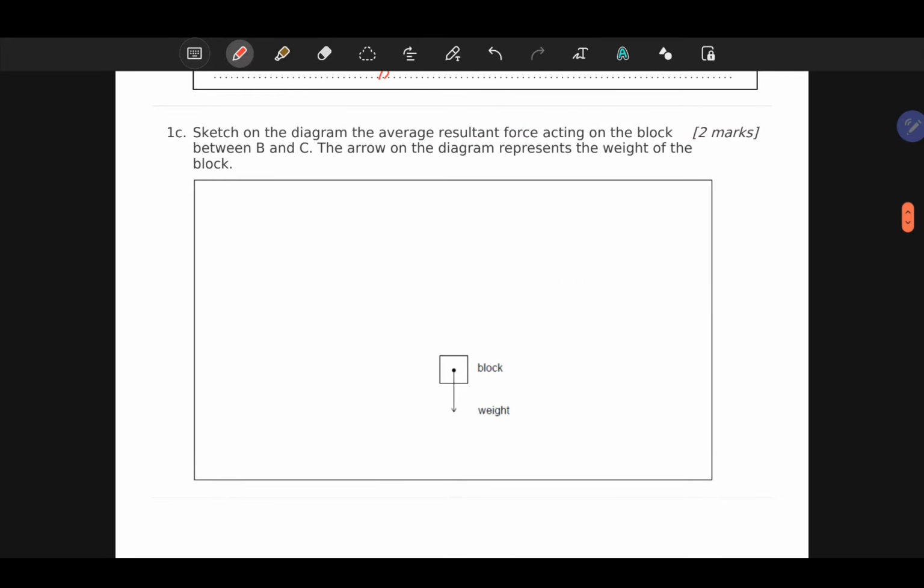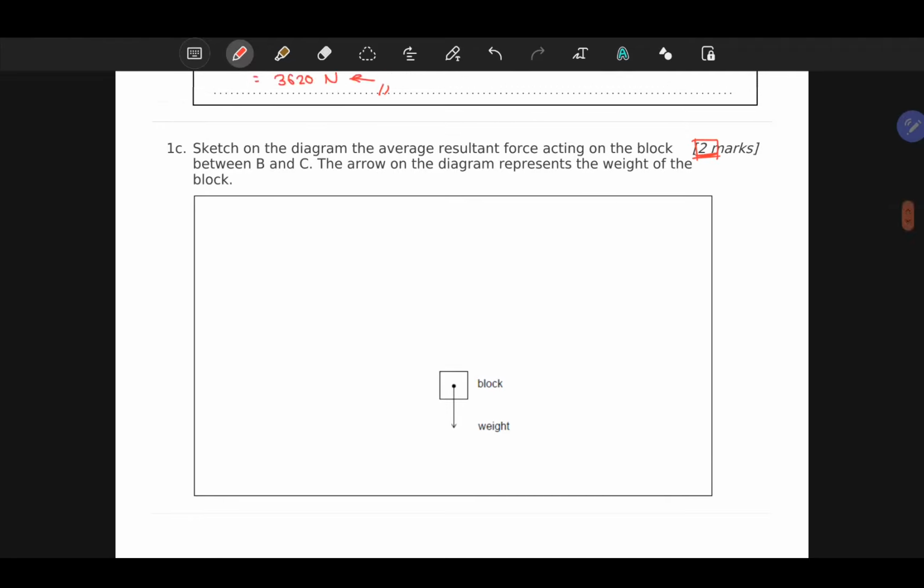Sketch on the diagram the average resultant force acting on the block between B and C. The arrow on the diagram represents the weight of the block. So we're given a free body diagram to work with here. And we know in free body diagrams, 2 things really matter: the direction of the arrow and the size or the length of the arrow. So we need to make sure that we get those 2 things correct. And that's why this question is most likely 2 marks worth, right?